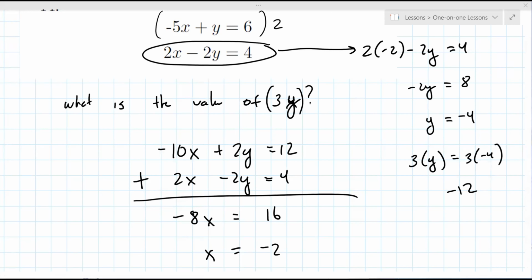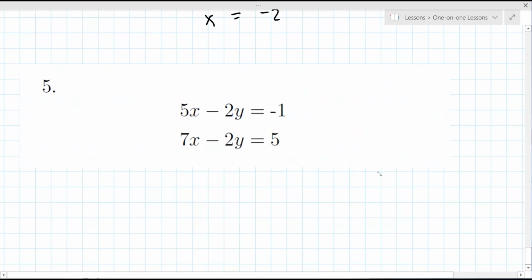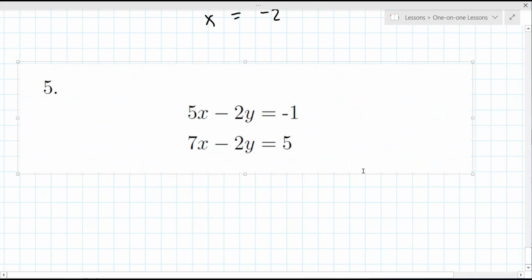So here I've got a bunch more of these pulled up. Let's do a few more of these. Okay, so this is an example of one. If it was just asking you to solve, you could subtract. The reason you could subtract is because these are the same sign. If you subtract, you're going to find x.